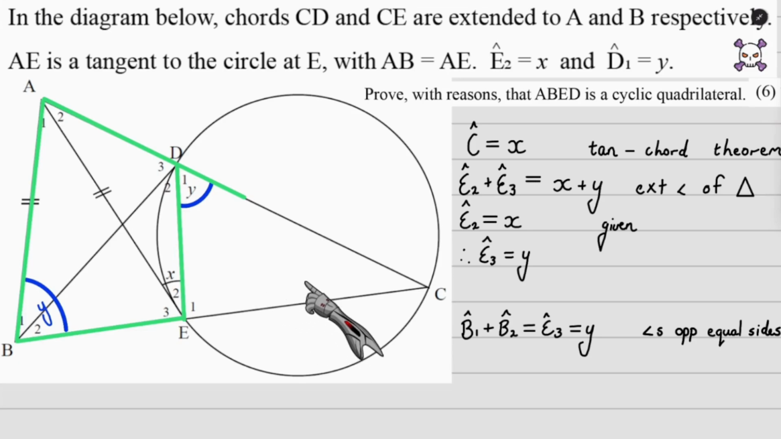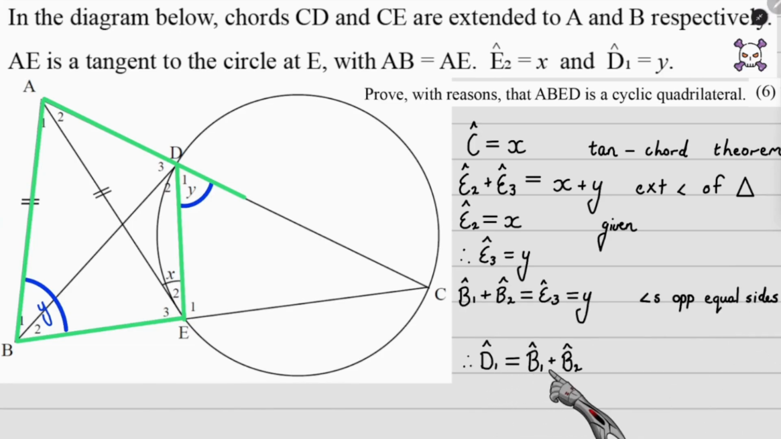We're not home safe just yet. So, firstly, I've got to make the link between this angle and this angle. So I'm going to write a therefore D1 equals B1 plus B2, just like this. And I knew that those two angles are equal because I went and proved that they are both equal to y. They both have a value of whatever y is, in a sense.